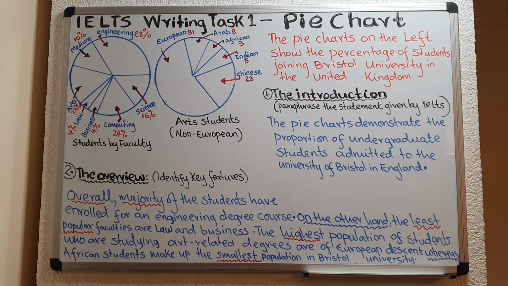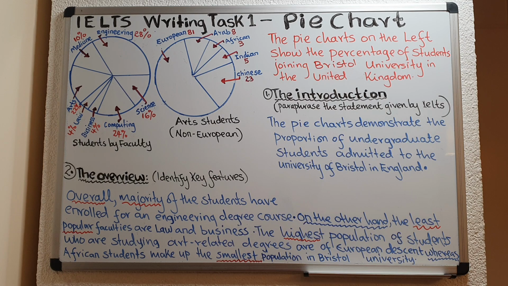So the highest population of students who are studying art-related degrees are of European descent. Remember, we have 81 of them. Whereas, on the other hand, African students, they comprise. Make up is a phrasal verb which means comprise. They comprise or they constitute the smallest population. So the highest population of students who are studying art-related degrees come from Europe, and the smallest student population come from Africa because we only have 3 of them, okay?